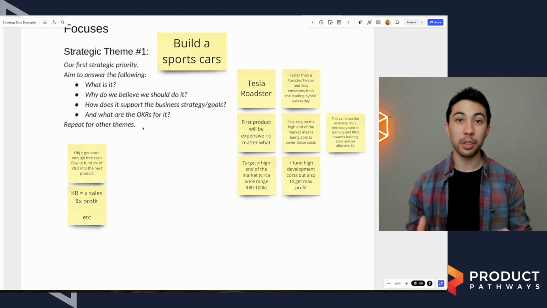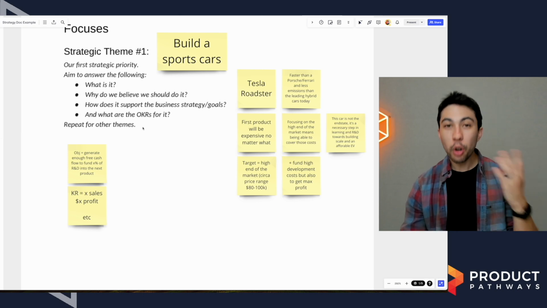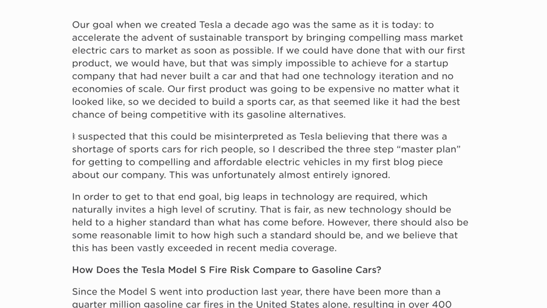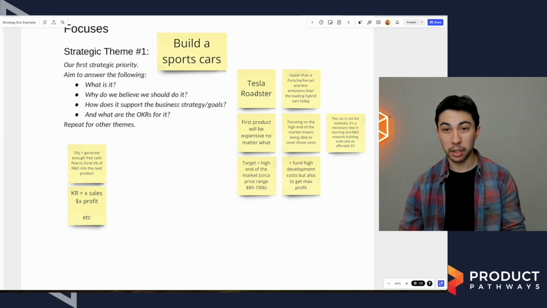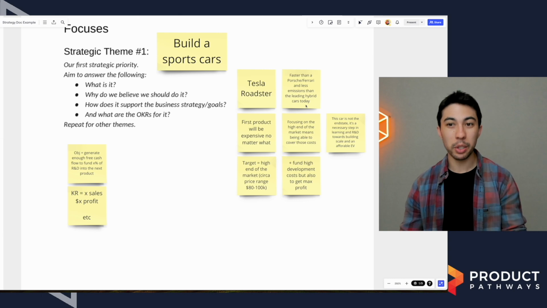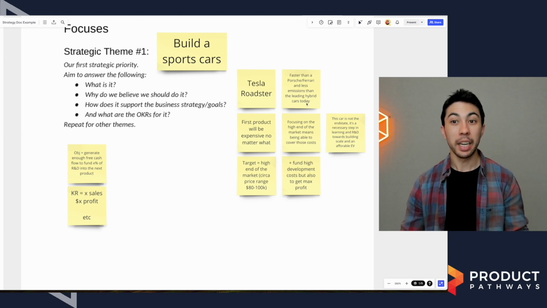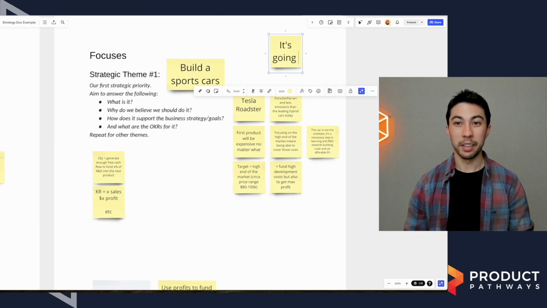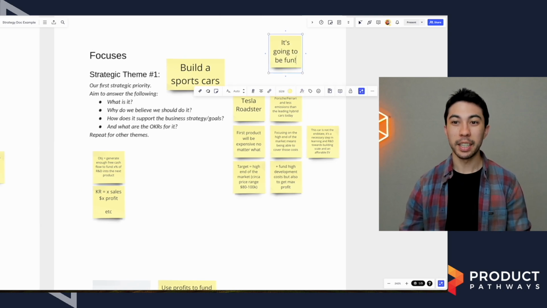So the details here are super important because we're not just building a sports car. As Elon said in the blog post, it's easy to mistakenly think that we believe there's some type of gap in the market around sports cars. No, we're going to build a Tesla Roadster. It's going to be better than a Porsche or Ferrari. It's going to have less emissions than the leading hybrid cars today. It's probably going to be fun too. You could say that as well, right?